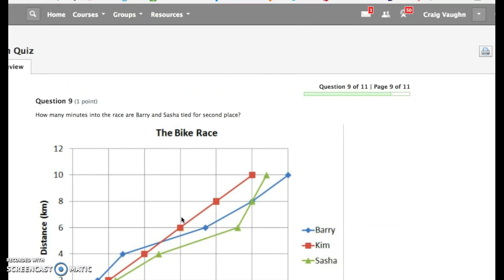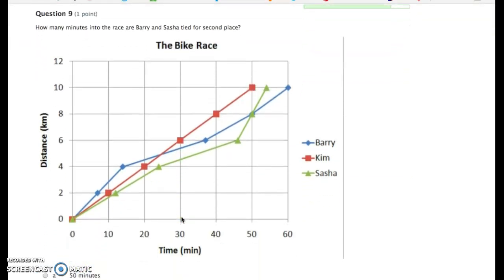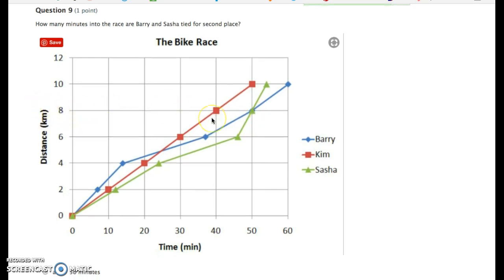How many minutes into the race are Barry and Sasha tied for second place? Well, that's going to be the position where the blue and the green lines overlap. So you can see, other than the start, that never happens until 50 minutes into the race. So right here at 50 minutes, they're both tied for second at the 8-mile mark.